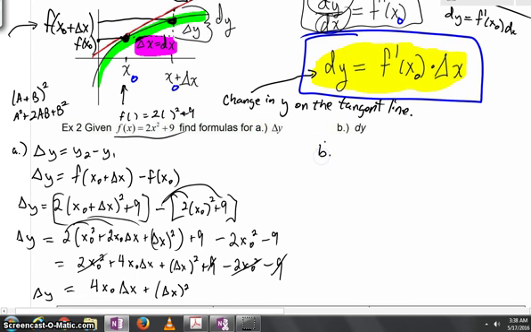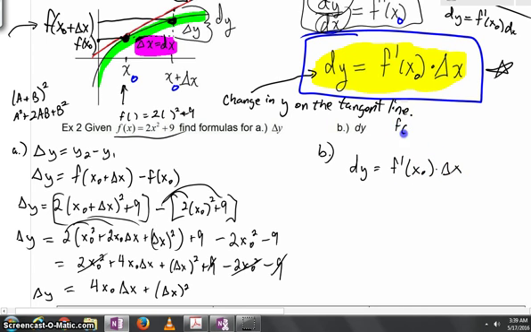Let's take a look at the differential dy. And by the way, look up here in this blue box what's been highlighted. We're going to say dy is really f prime of x naught times delta x.